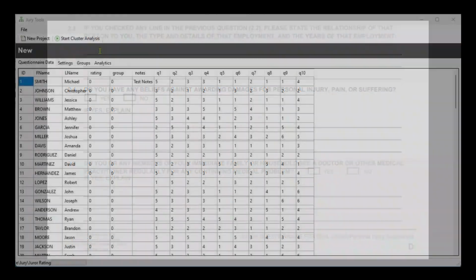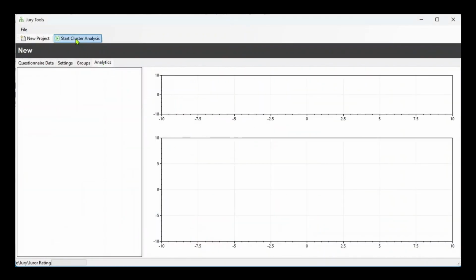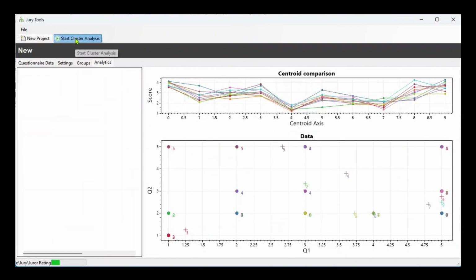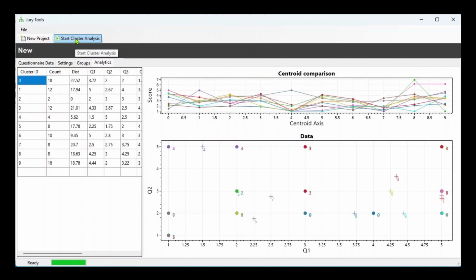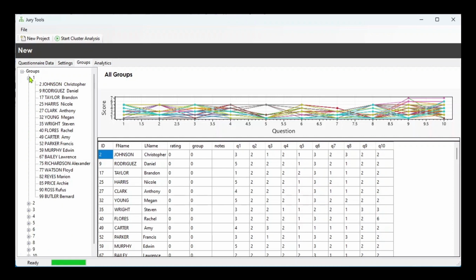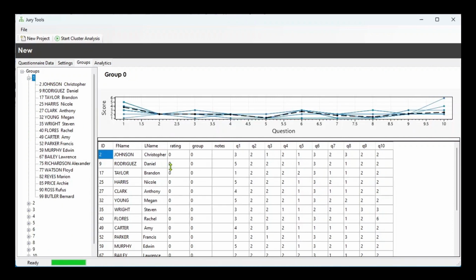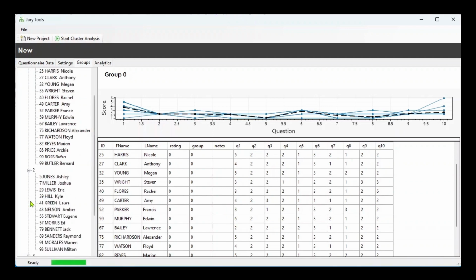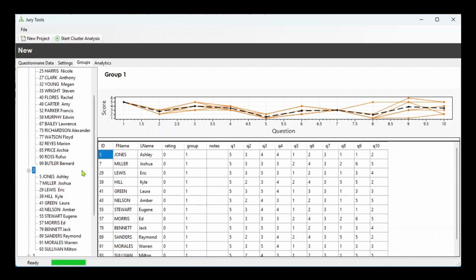Once the data are imported, we can start the clustering process. After just a few seconds, the process completes, and the jurors are placed in groups according to their similarities. In this case, Group 1 has 18 jurors, all with similar responses. Group 2 contains 12 jurors, likewise with similar responses.